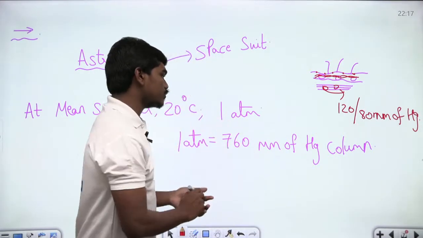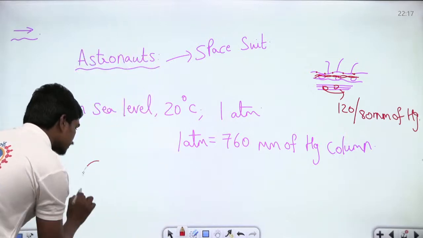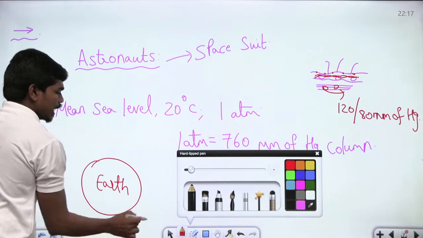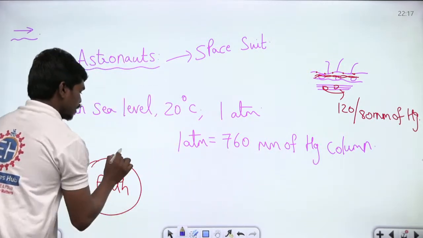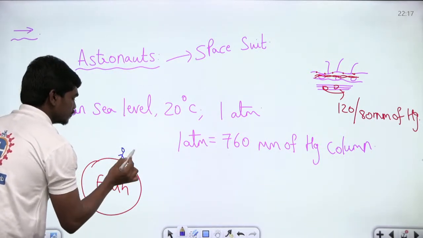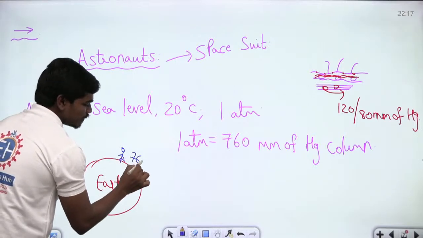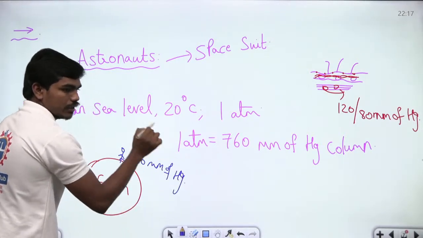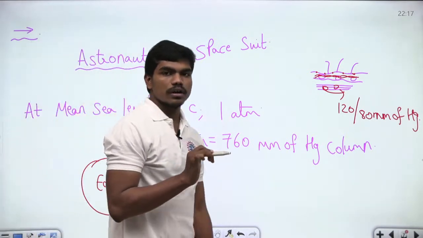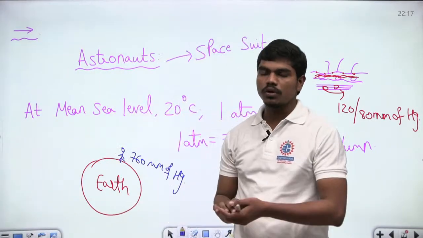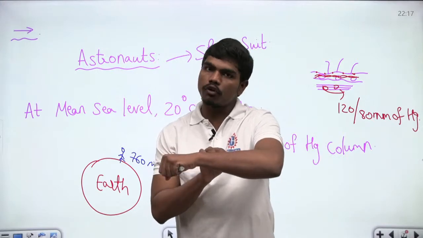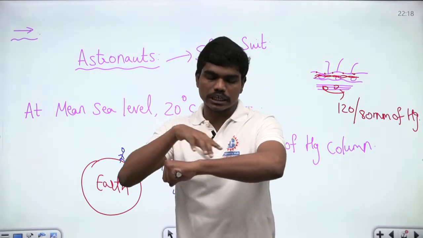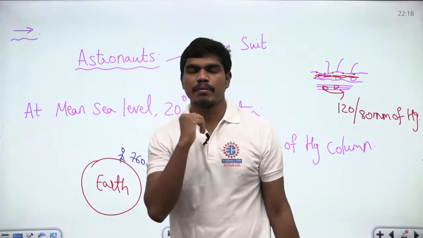Now on Earth, what happens? Let us suppose this is Earth, and let us suppose you are standing here. Then what is the pressure here? It's 760 mm of Hg. Look, at 760 mm of Hg, the blood inside your body is flowing at 120 mm of Hg, and the pressure outside, on the top of my hand, is 760 mm of Hg.